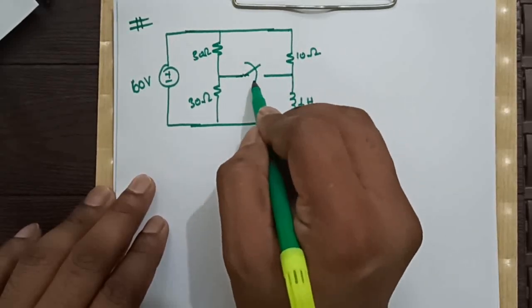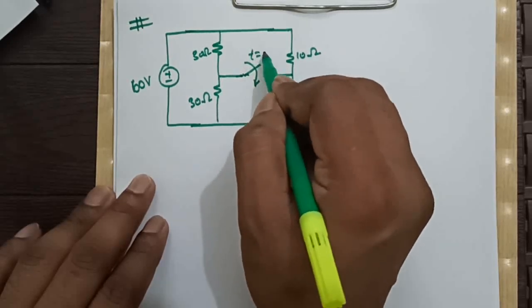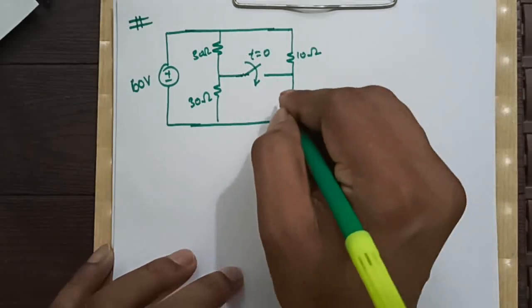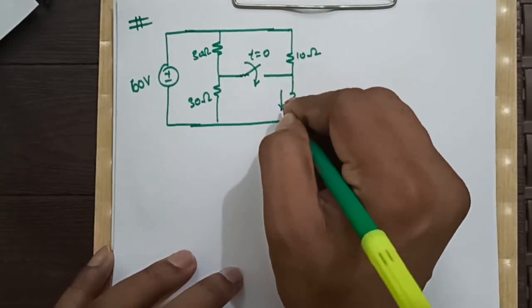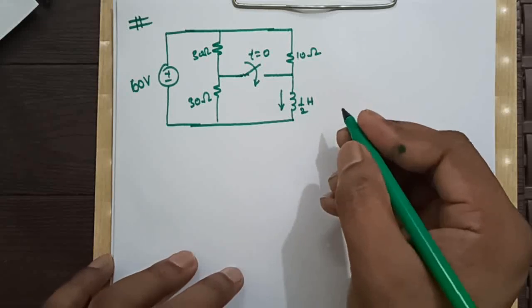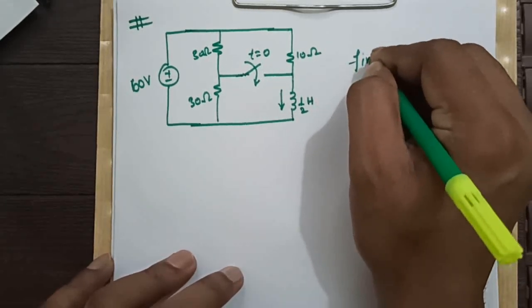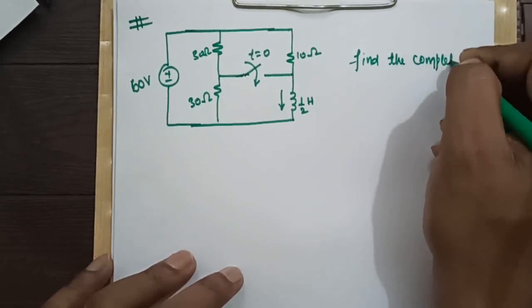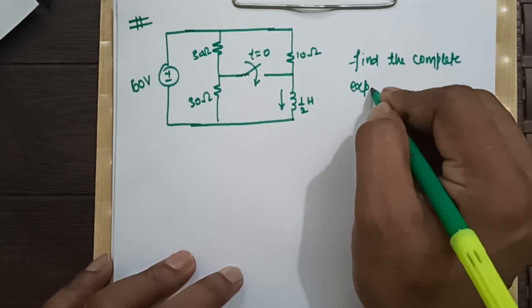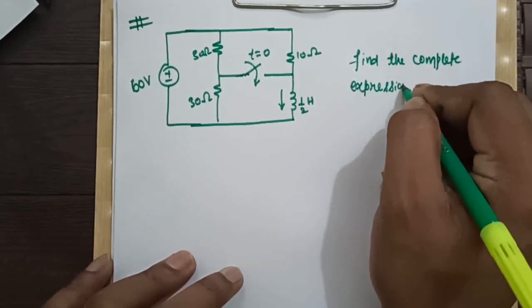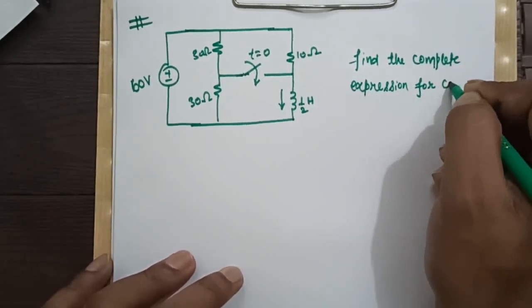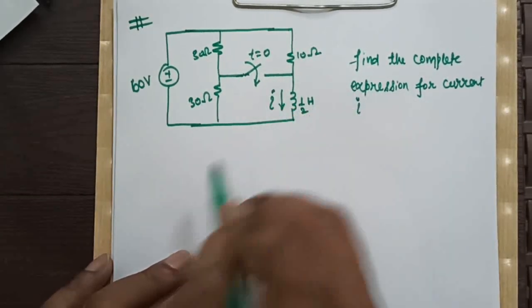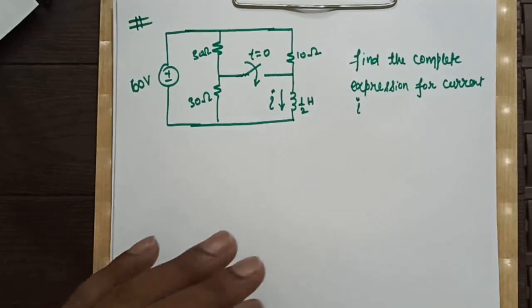which is getting closed at t equal to 0. The question is, find the complete expression for current I. This is I, means we have to find the expression for this current I.